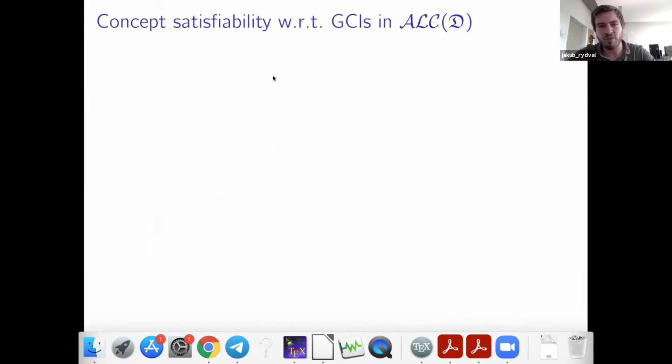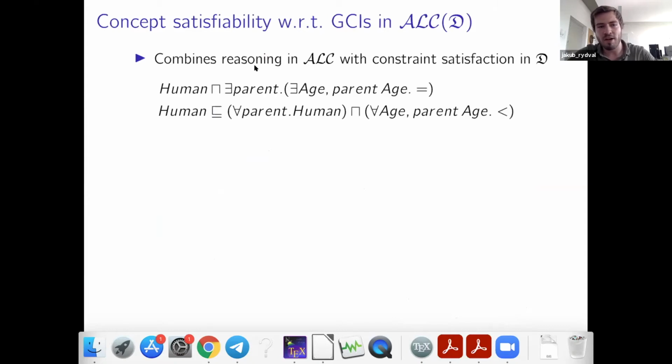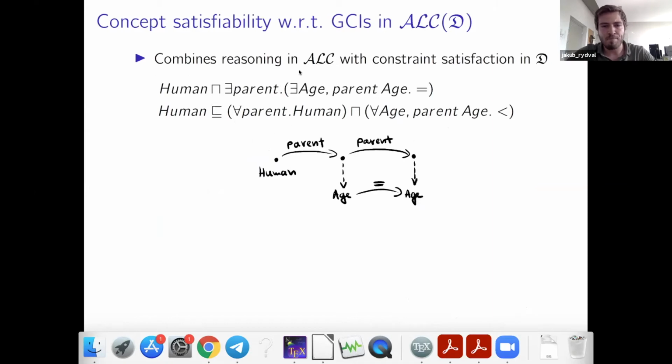And now concept satisfiability with respect to GCIs in ALC with the concrete domain D somehow combines reasoning in ALC with constraint satisfaction in D. So if we look at the concept from the previous slide, we can observe it with respect to the following GCI, which tells us that every human being has only parents who are also humans, and also the age of a human being is strictly less than the age of any of its parents.